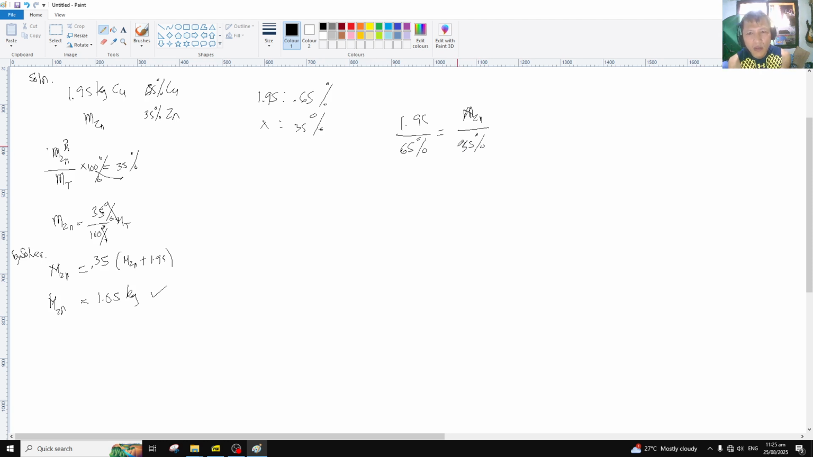So I think it will give you the same answer. 1.95 times 35 divided by 65. And it will give you 1.05. See? It became easier when you used ratio and proportion. And that will give you 1.05 kilogram, because of course the unit for this one is kilogram, and the percent cancels. So you have the same answer.